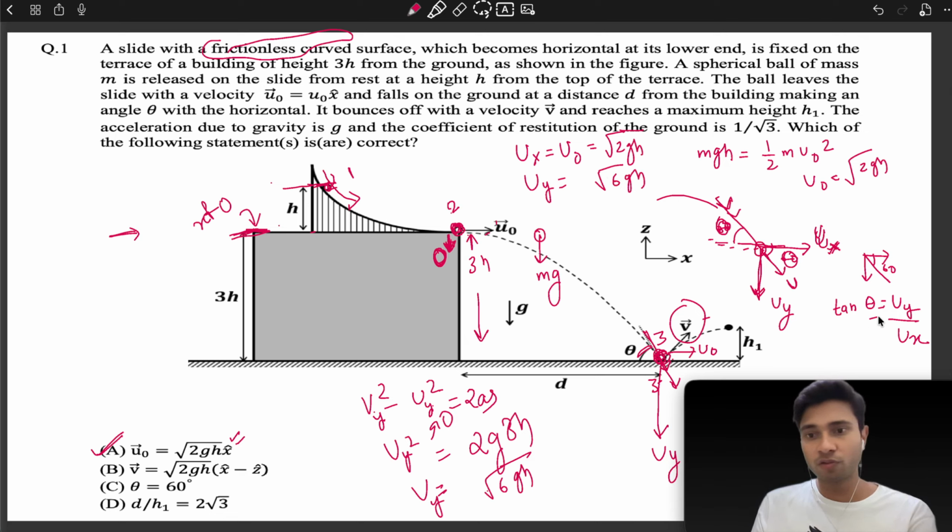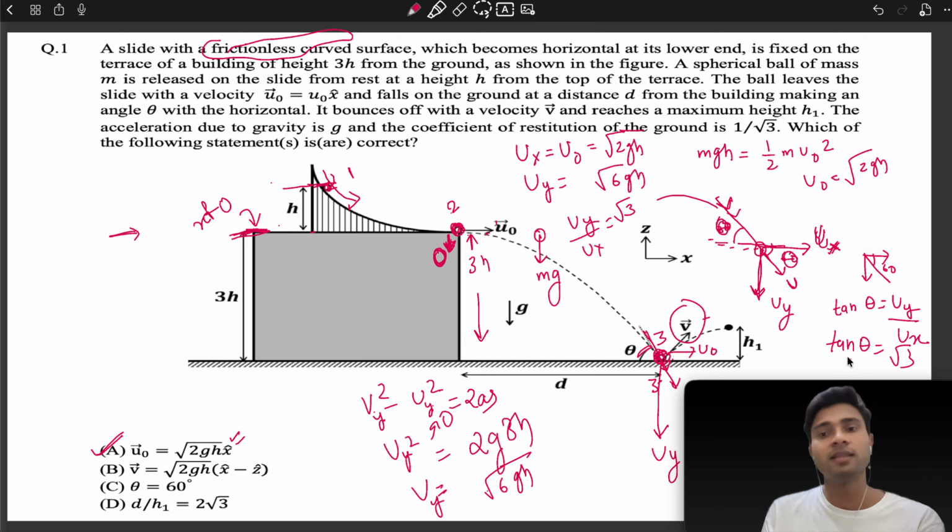So what is the ratio of uy by ux? uy by ux is root 3. Root 6 by root 2, which is root 3. So tan theta is root 3. It means theta could be 60 degree. Theta must be 60 degree. Okay, so theta is 60 degree. So option C is also correct. Why did I skip option B? Because it is after the collision. So we will come back to option B.